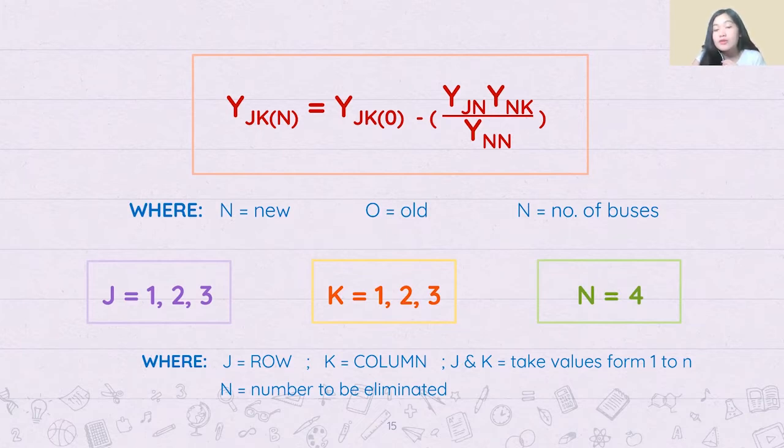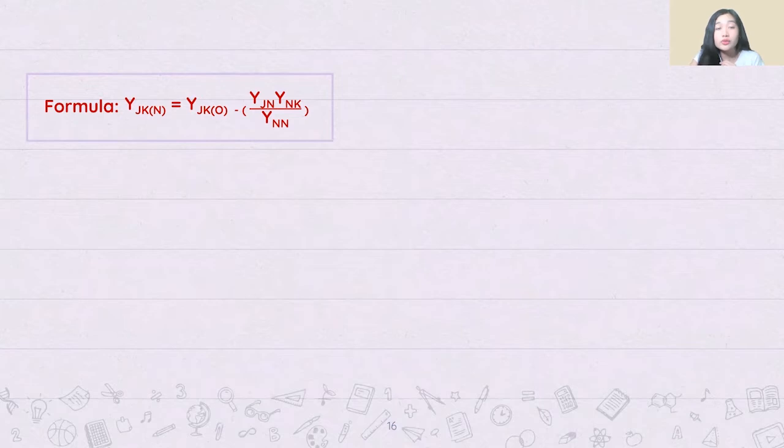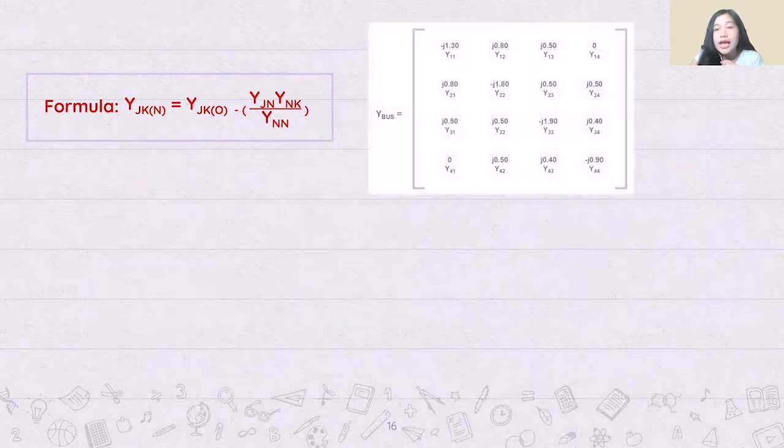Sa ating given na formula, kung mapapansin ninyo, may Y sub nn doon. And that's constant na nn natin is 4, 4. Y sub 4, 4. Okay, I hope nakaka-catch up lahat. So, ilalagay natin dito sa side yung ating formula, so all of us would be guided accordingly. Also flashed here on the screen is our 4x4 matrix that we need to reduce to 3x3. So, first off, we start with row 1 and column 1.